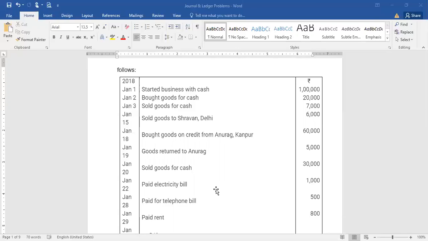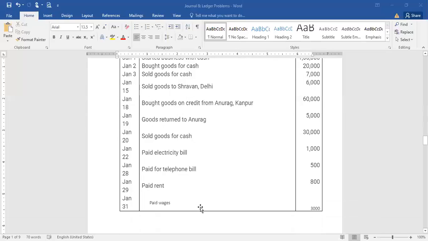So electricity bill has to be debited, expenditure, and paid. Cash is going out. Debit what comes in, credit what goes out. Electricity bill account debtor to cash account. In the same manner, paid telephone bill. Telephone bill is an expenditure, so debit all the expenses. So telephone bill account debtor to cash account.